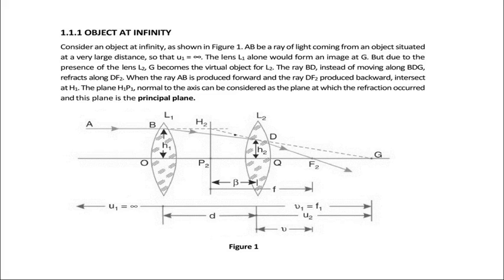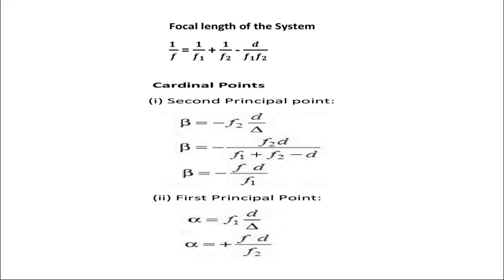refracts along DF2. When the ray AB is produced forward and the ray DF2 produced backward intersect at H1, the plane H1P1 normal to the axis can be considered as the plane at which the refraction occurred, and this plane is the principal plane. The focal length of the system is given by 1/f = 1/f1 + 1/f2 − d/(f1 f2).